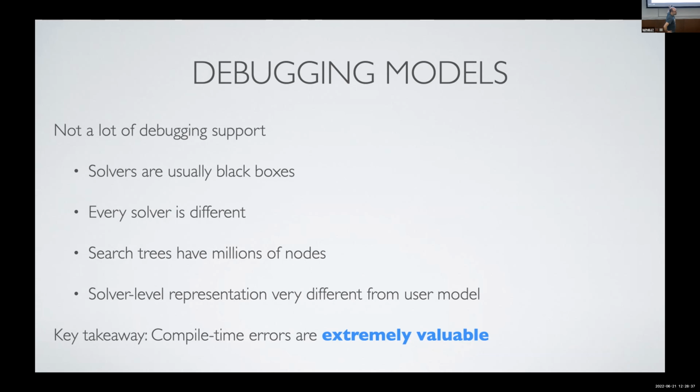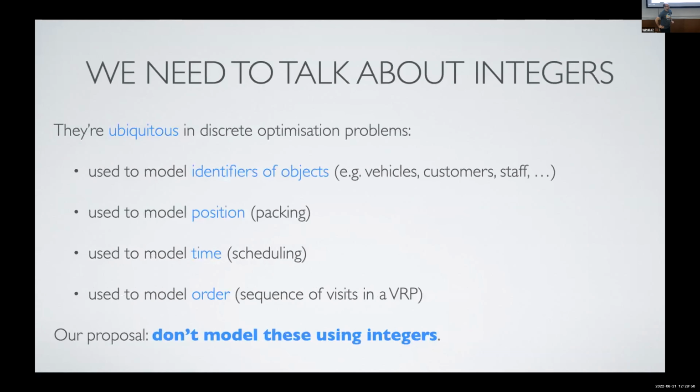So the takeaway message here is that it's really, really helpful if the compiler can tell you there's a bug in your model before you even start handing that model to the solver. Right, so we want to just catch bugs in your model as early as possible. So to do that, we have to talk about integers.